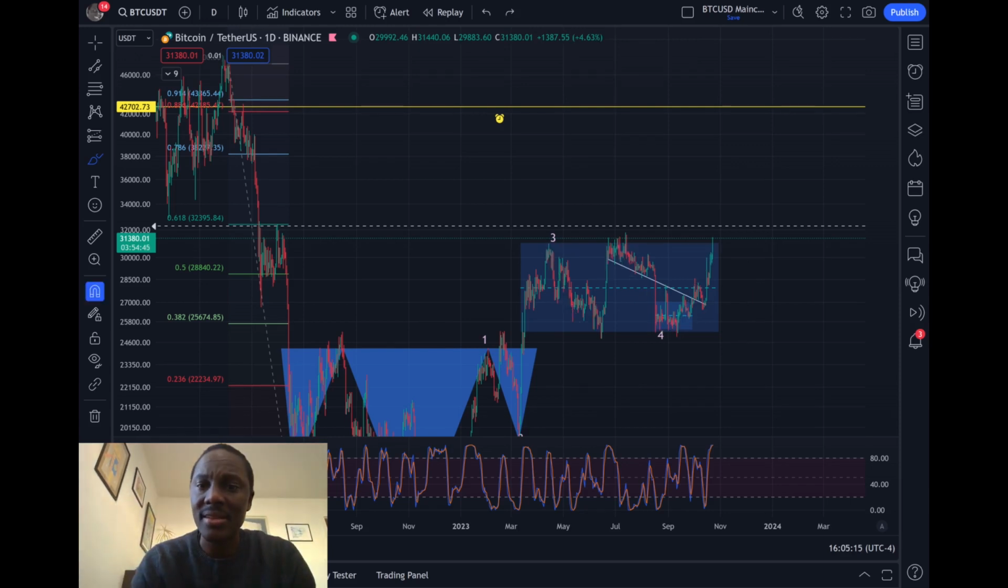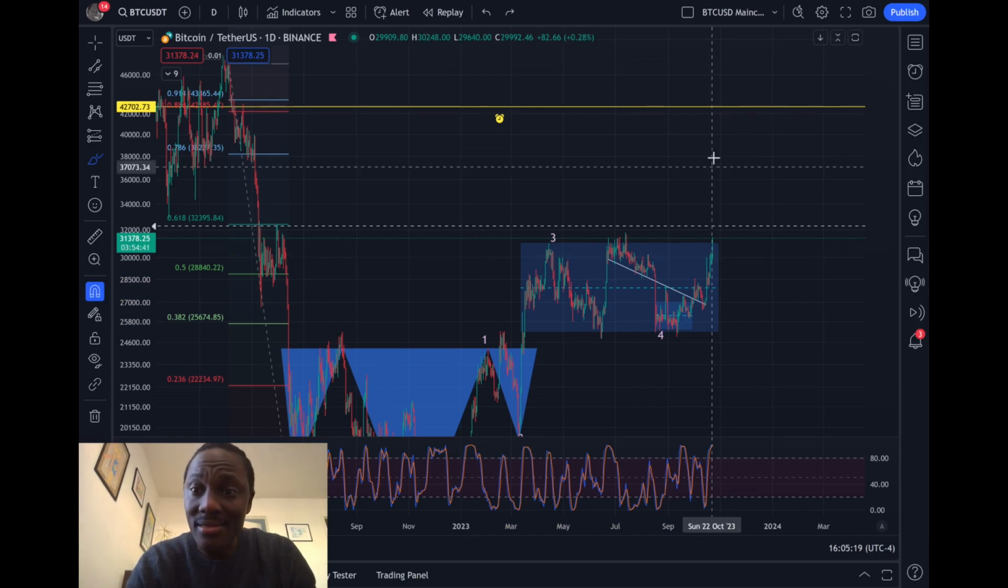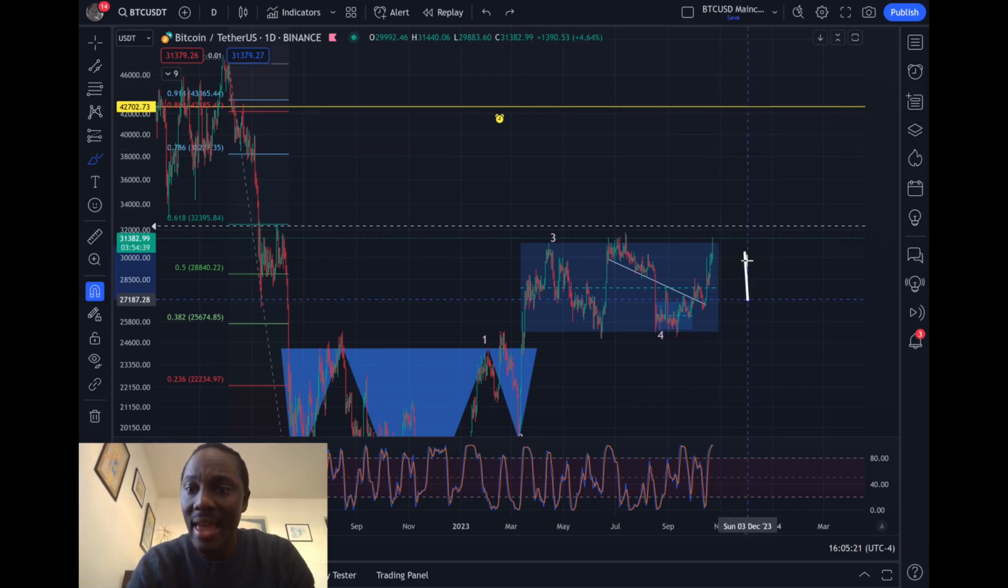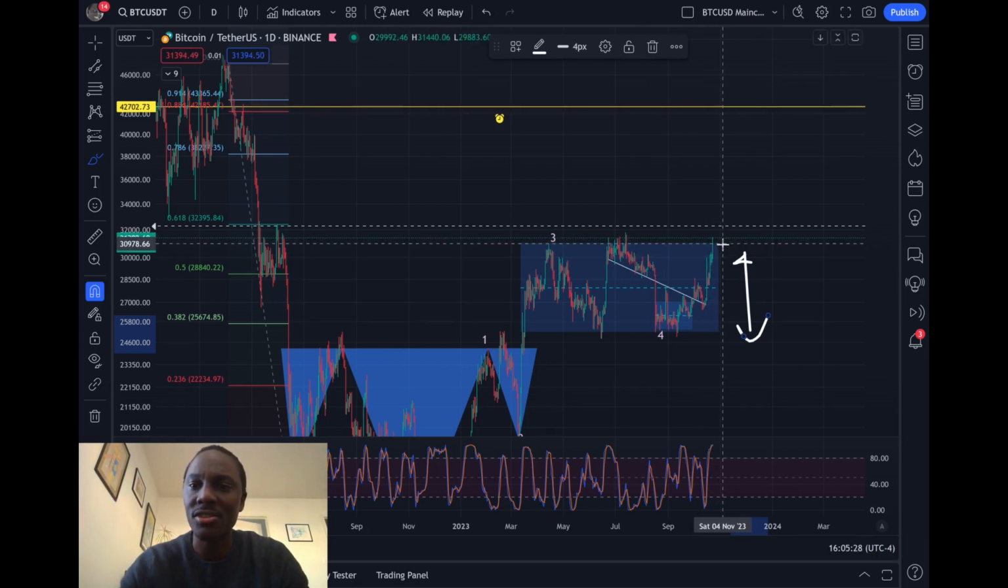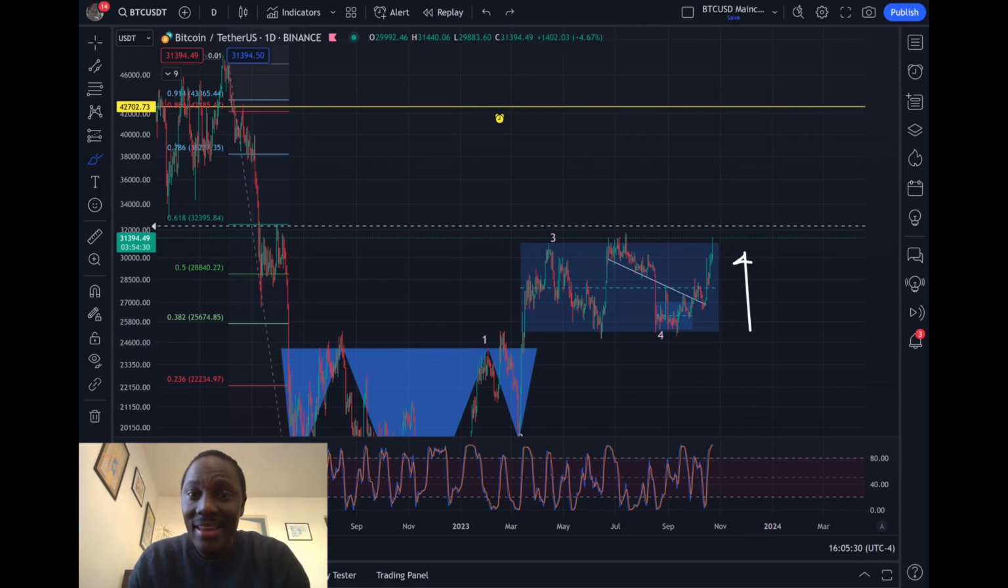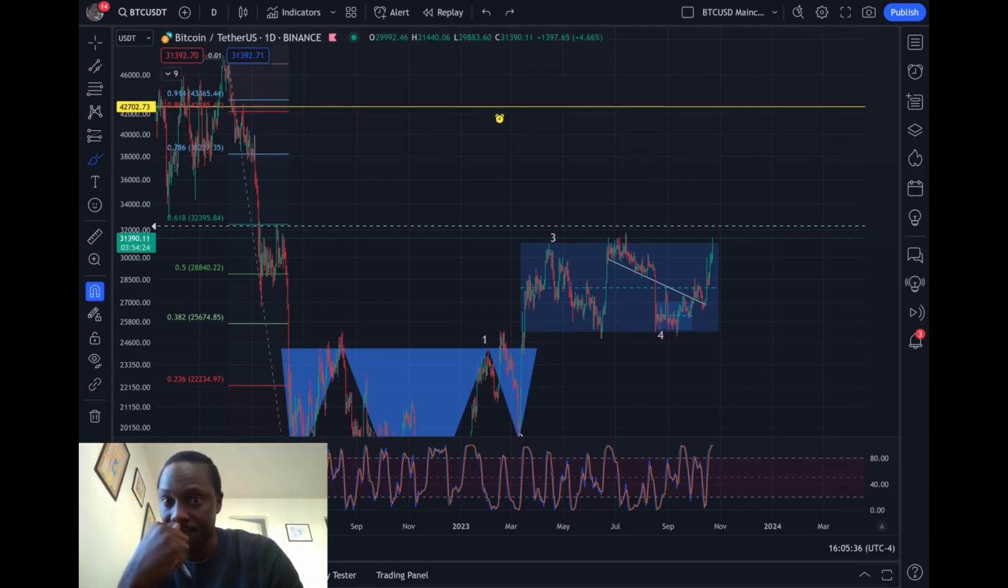The other way to look at it is you have this 180-day range. You're breaking the top of the 180-day range. What do you get when you break a range to the upside? You typically get the height of the range superimposed from the top of the range. So that's why I'm really inclined to say, look out 42K.